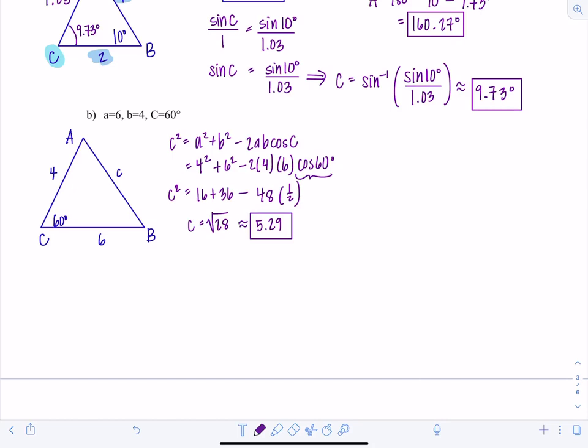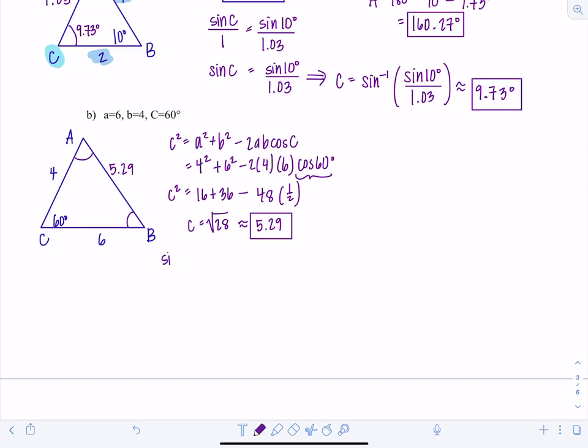All right, so I have side C. Side C is 5.29. Let's go ahead and label that here, 5.29. And then now I'm going to go find the angles that are missing, okay? So there's angle B and there's angle A. Now, which one should I find first? Which one's going to be smaller? Angle B is opposite side B, which has length 4. Angle A is opposite side A, which has length 6. So we're going to find angle B first.